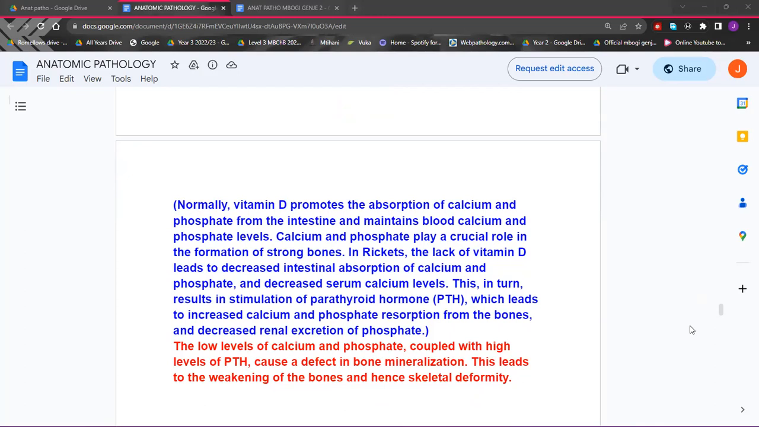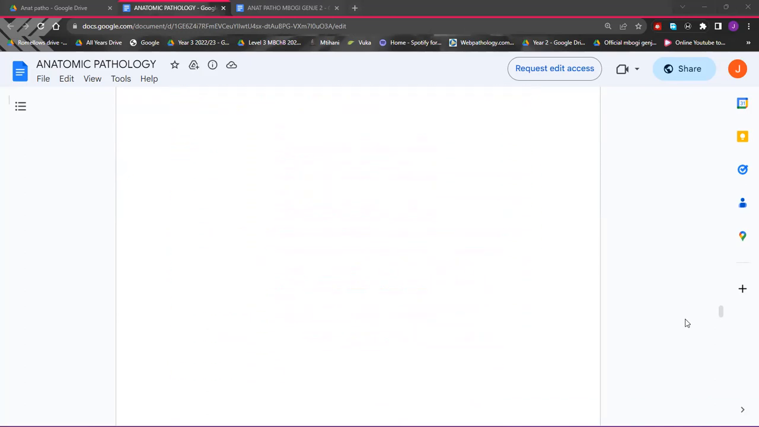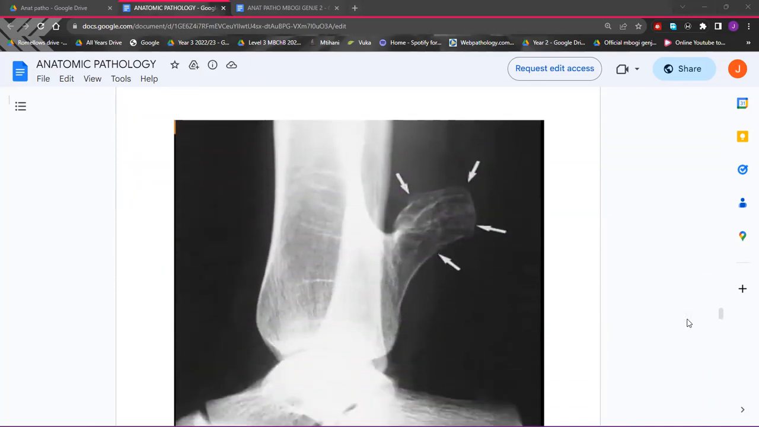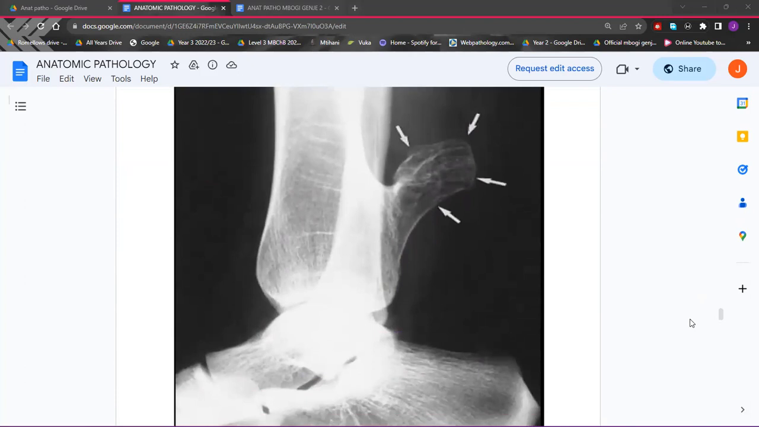Okay. Move to the next pathology. So here we can see, maybe someone can try to state the pathology. What do you think this pathology could be?